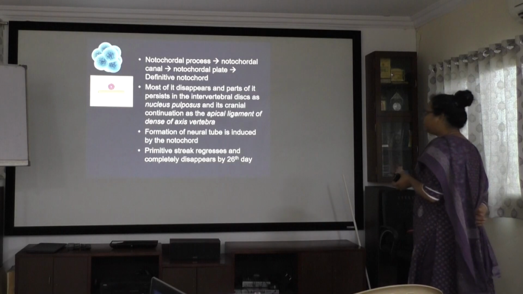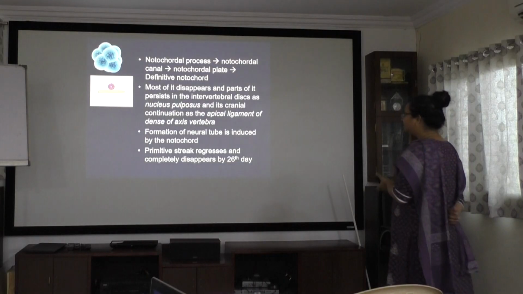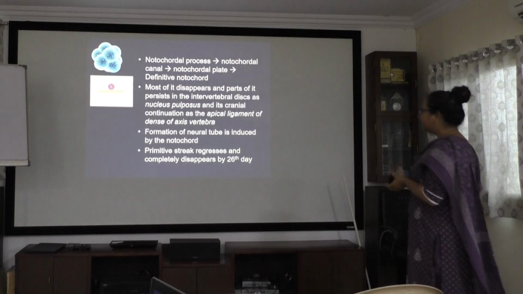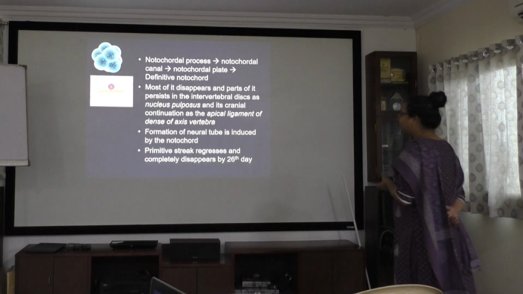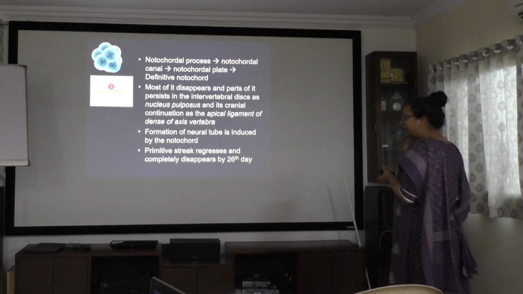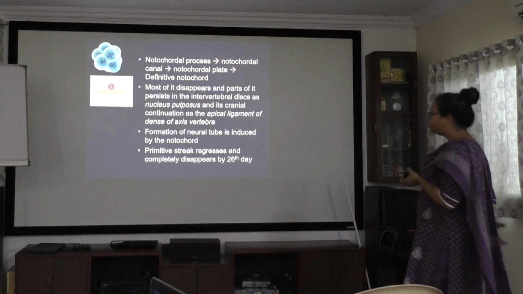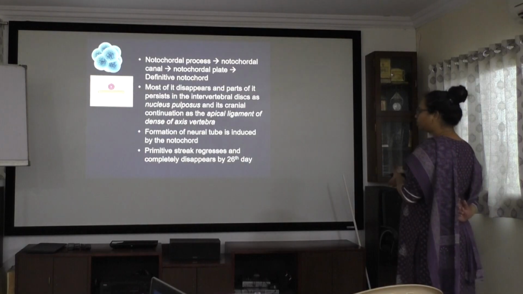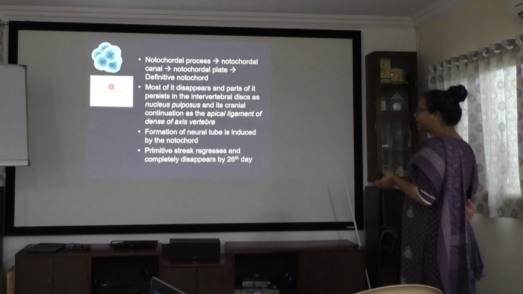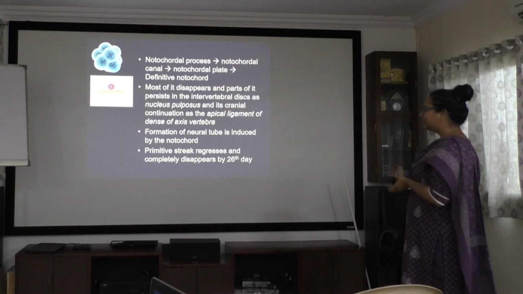Most of it disappears in adult life, and only a part of it persists in the intervertebral disc called the nucleus pulposus, and its cranial continuation as the apical ligament of the dens of the axis vertebrae. Formation of the neural tube is induced by the notochord. This primitive streak regresses completely on the 26th day of development.